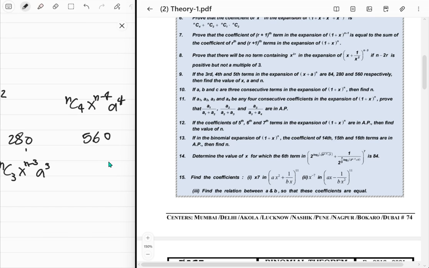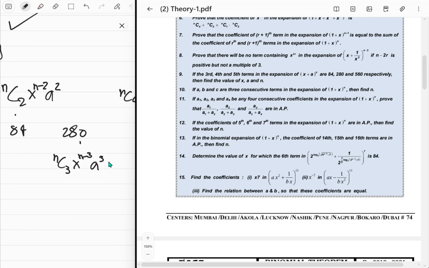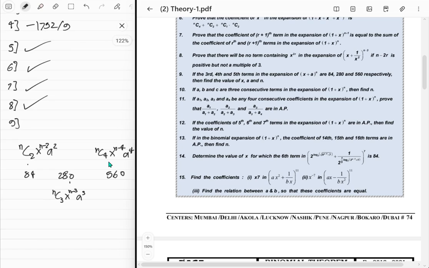Fine. nC3 and nC4. So, I mean, these three separate equations, that's just not going to work out. You will have to do something else. Wait, maybe there's like geometric equations somewhere. So 280 to 560, the jump is of 2, right? Okay, let's just go with the ratios and we'll think about what these actually are later.